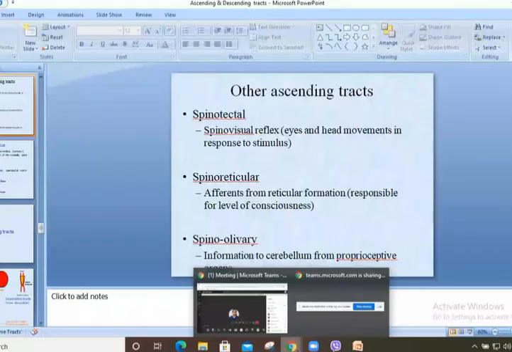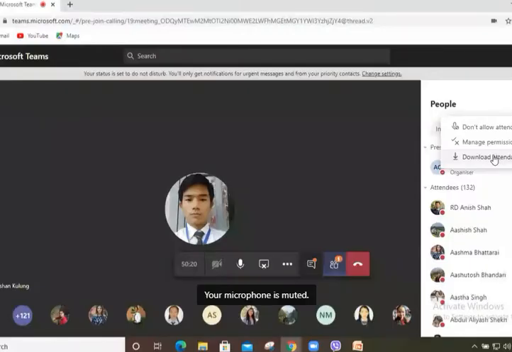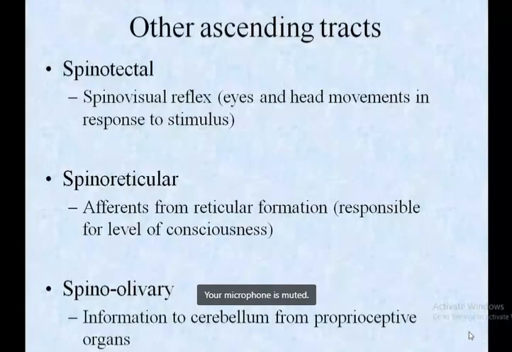Okay. So beside these three main ascending pathway systems, some other ascending tracts are there. One is the spinotectal tract. The spinotectal tract along with the spinothalamic tract forms the spinal lemniscus, which we have mentioned earlier also. This spinotectal tract is responsible for the spinovisual reflex, like the coordinated movement of head and eyes. When we view something that fascinates us, we look through our eyes and our head moves in a coordinated fashion. This movement is possible because of the spinotectal tract.